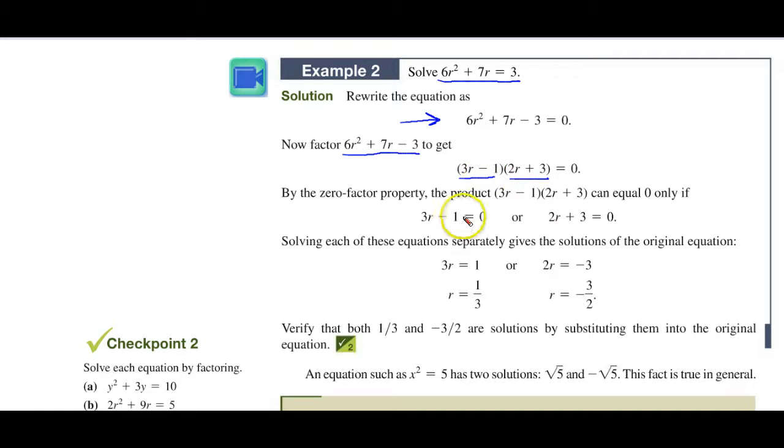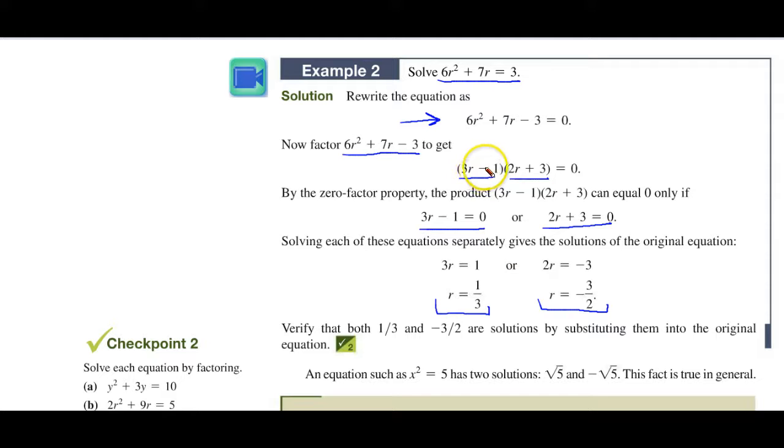Now, you take each of these factors and equal it to 0. This is what you want to show on your blue sheet when you take a test and in your homework log. So here we transpose the negative 1, divide by 3. There's our first answer. Here we transpose the 3 to the other side, becomes a negative 3, divide by 2, and there is your second answer. Now, both of these are solutions.